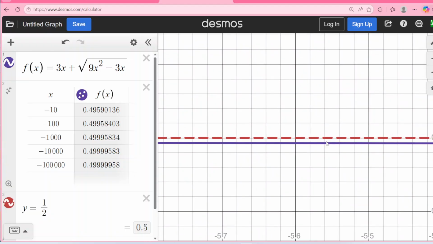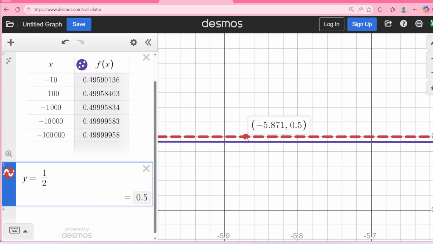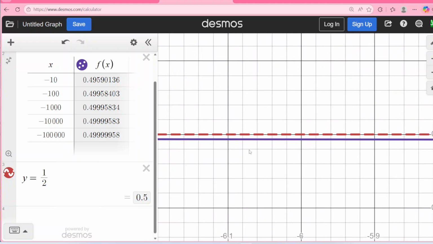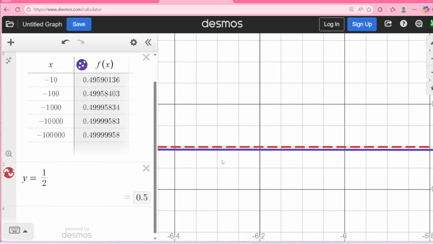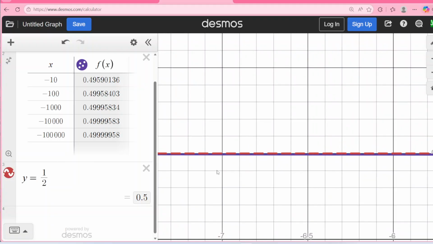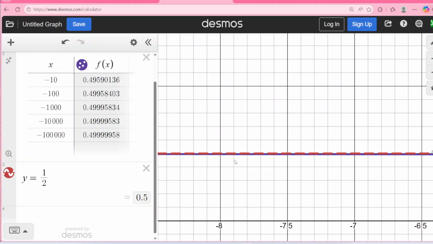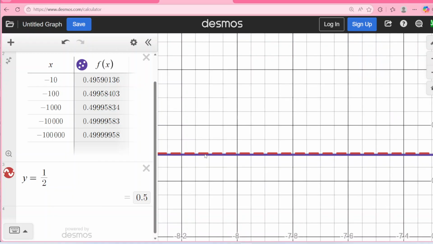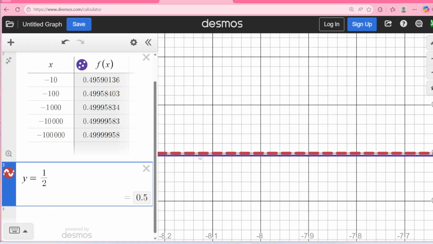I'm zooming in right now, but you see how this is the graph of my function, and you see as I move to the left, getting closer and closer to the line y equals a half, right? That's what the red dotted line is. Zoom out a bit more so you can see how they're so close, they almost look like they're on top of each other, but they're not, right? Again, the value is a little under a half on the blue graph, right? Just barely underneath.